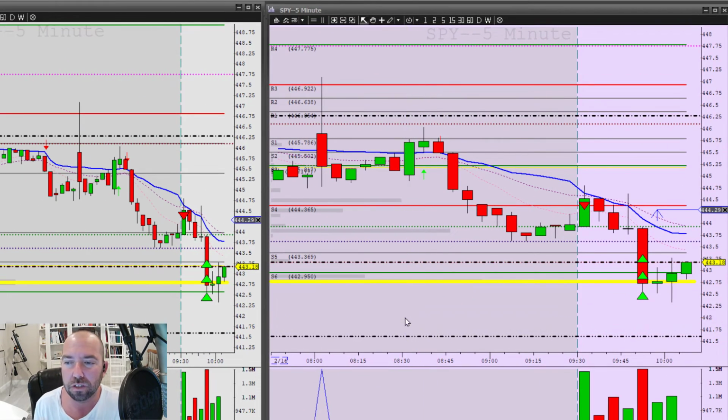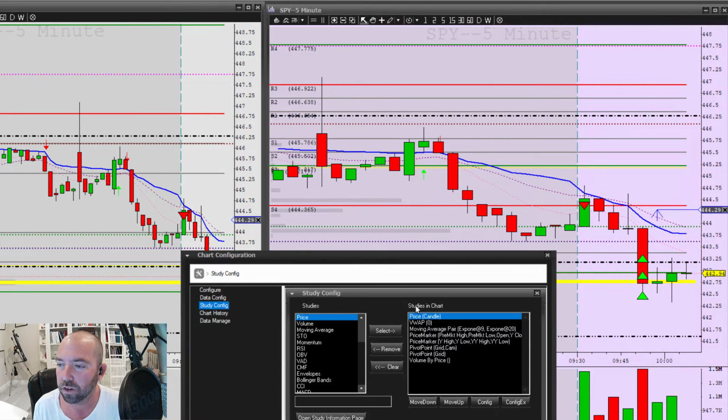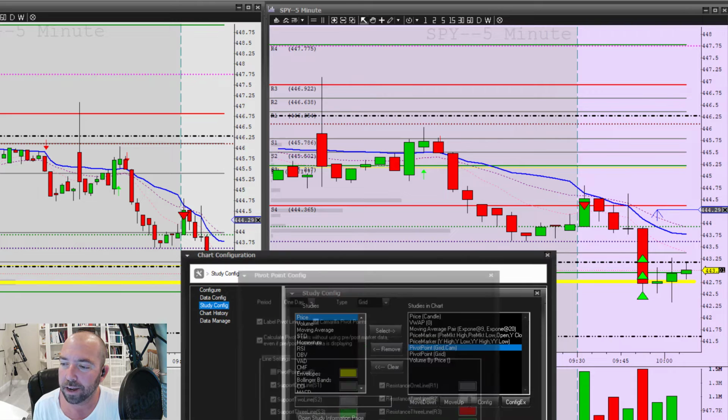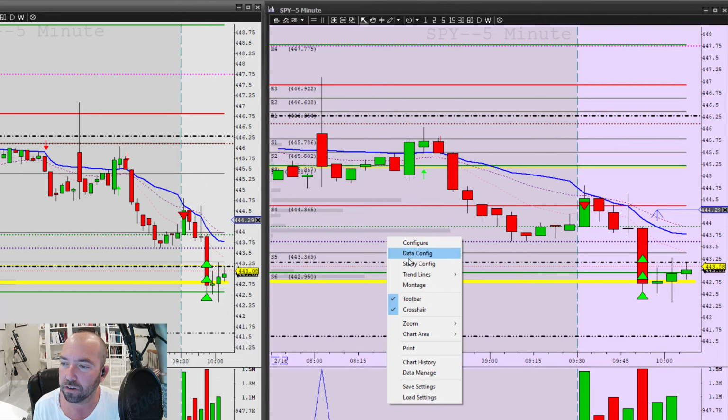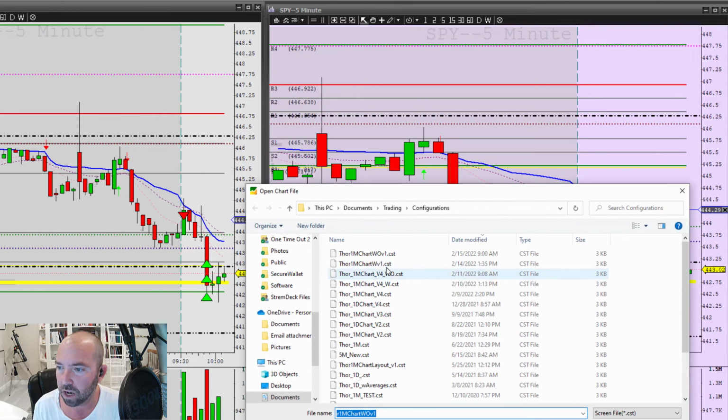If you're looking to switch on and off pre-market data, to do that, right-click on your chart and go to your study config, and you'll go to your pivot point study. Inside of there, there's a toggle right here, calculate pivot points without. So you switch that on and off. And then what I did is I just created two different configurations so I can just load my settings, and then just come in here and grab either without or with, depending on which one I'm looking at if I want to switch it around.